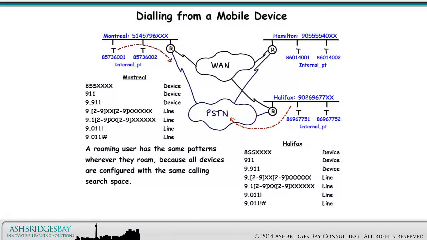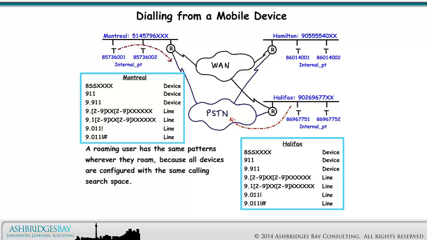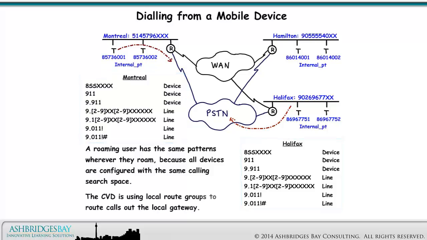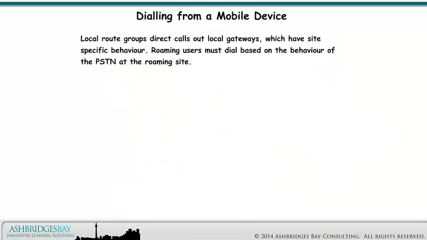A roaming user has the same patterns wherever they roam because all devices are configured with the same calling search space. The CVD is using local route groups to route calls out the local gateway. Local route groups direct calls out local gateways, which have site-specific behavior. Roaming users must dial based on the behavior of the PSTN at the roaming site.